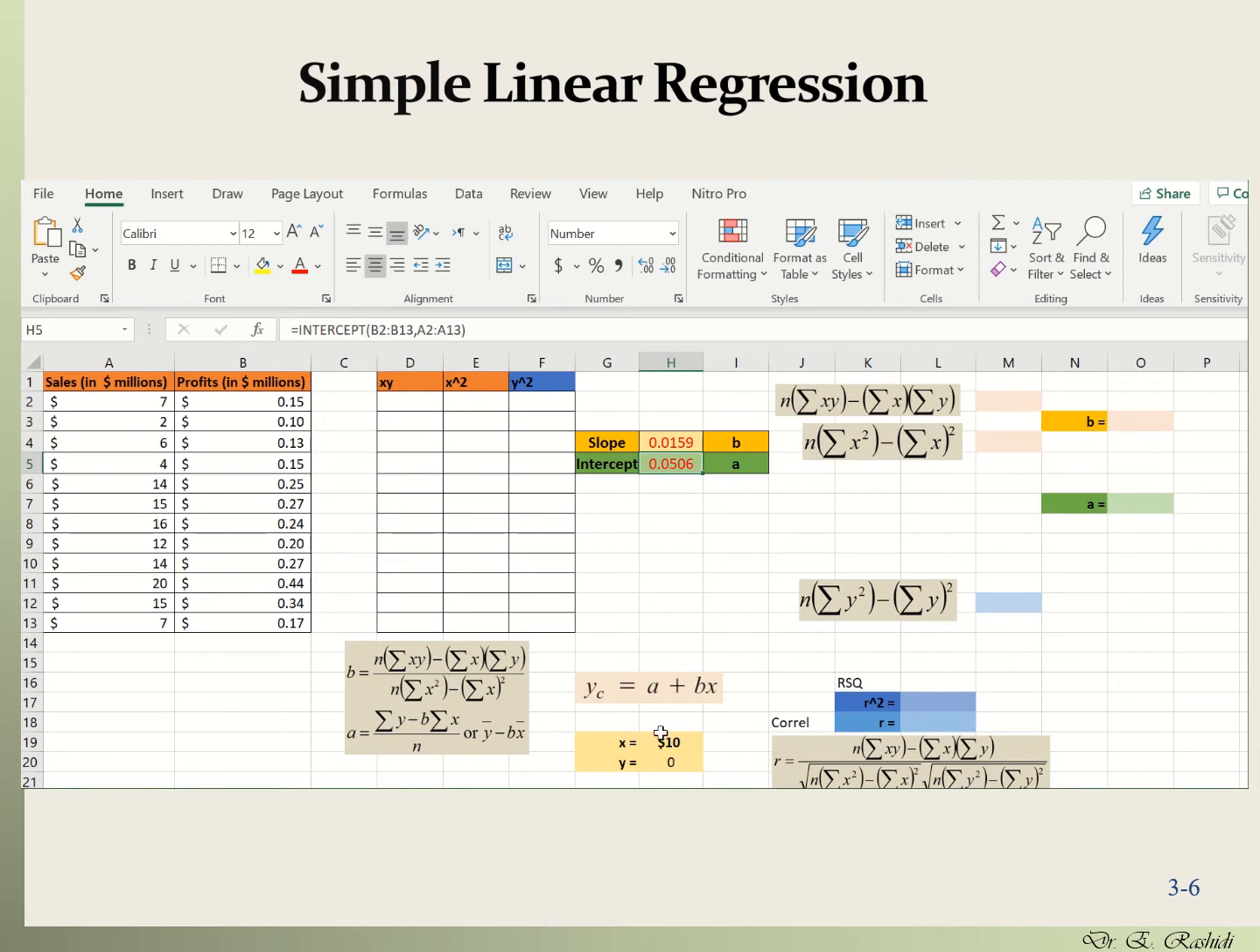for when we have $10 million in sales. That means x is 10. You want to make a forecast for y. What is y? What is the profit?